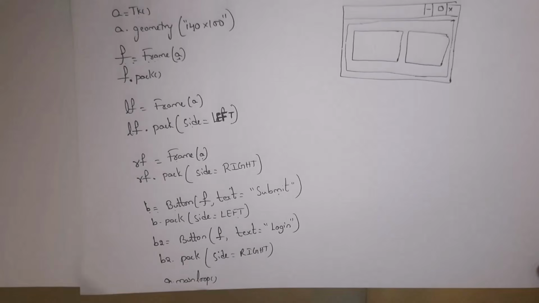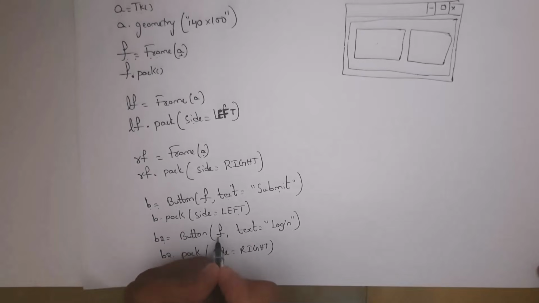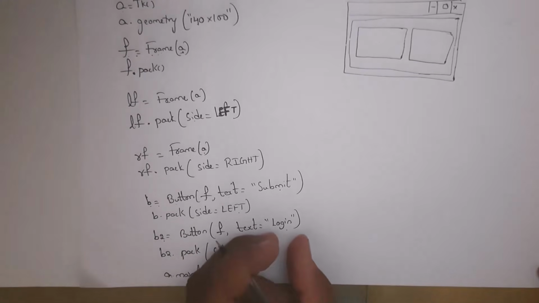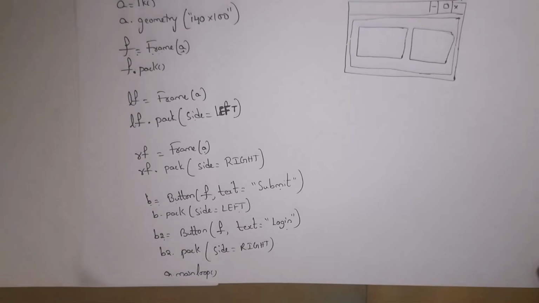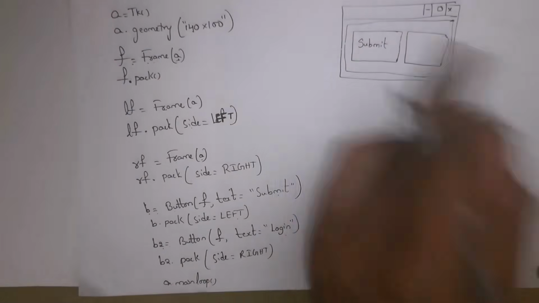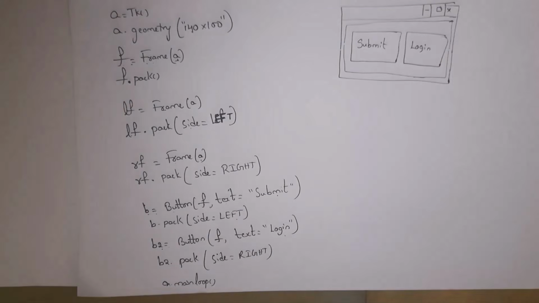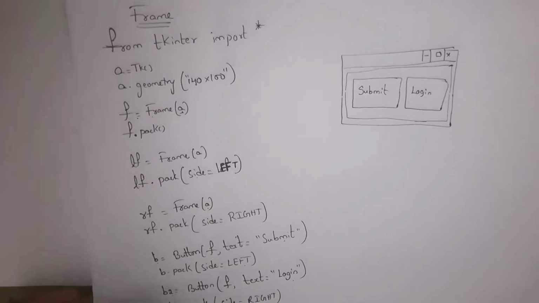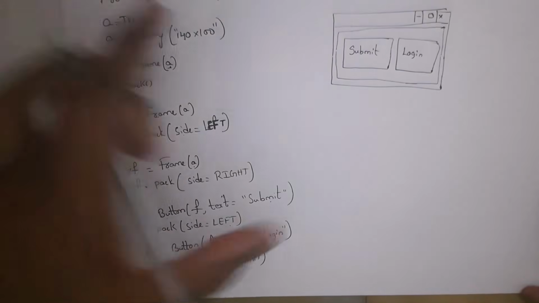And similarly, I want to create the login button. So I took the variable name b2. b2 equal to Button of f, where f is the frame, f comma text equal to login. And I want to place this login button on the right side, so I wrote b2.pack of side equal to right. It will create the submit button on the left side and the login button on the right side. And in order to display the output, you need to write here, my window is present in variable a, so just write a.mainloop. Whenever you run this entire code, this is my output.